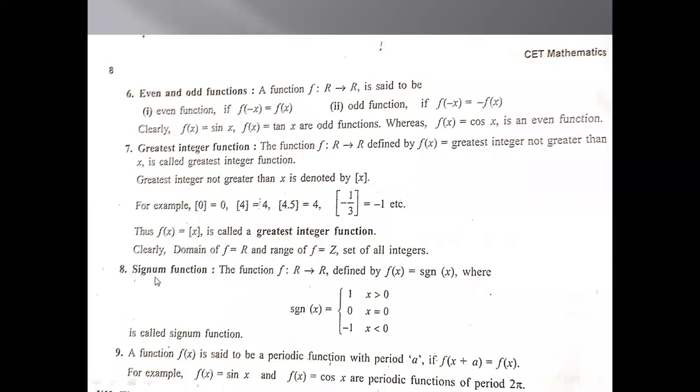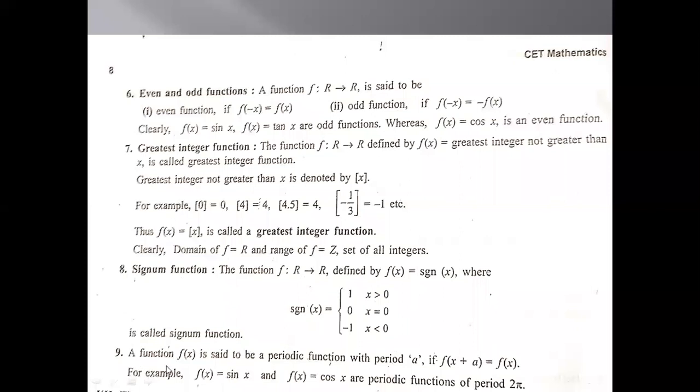Next, signum. Eighth one, signum function. The function f: R to R defined by f of x is equal to signum function of x, which is equal to 1 where x is greater than 0, 0 where x is equal to 0, and minus 1 where x is less than 0, is called the signum function.